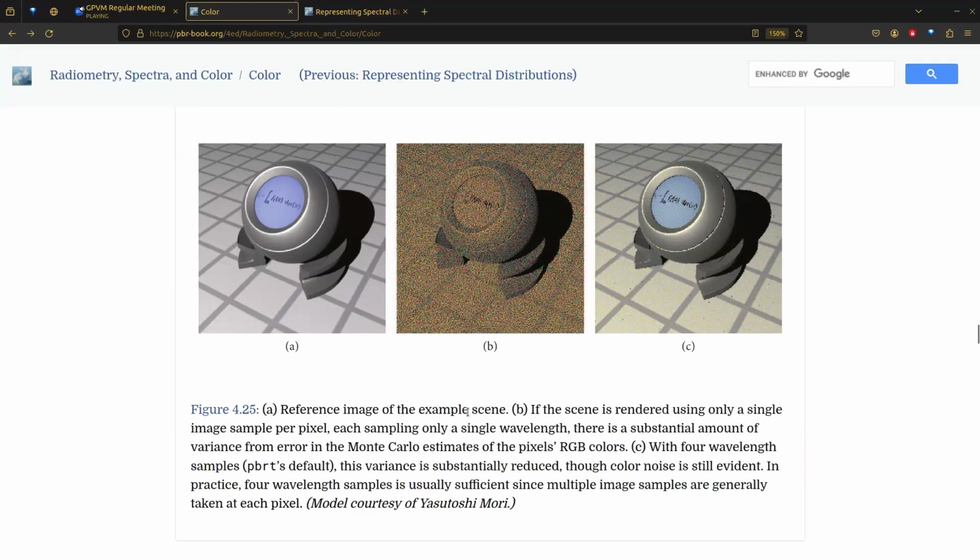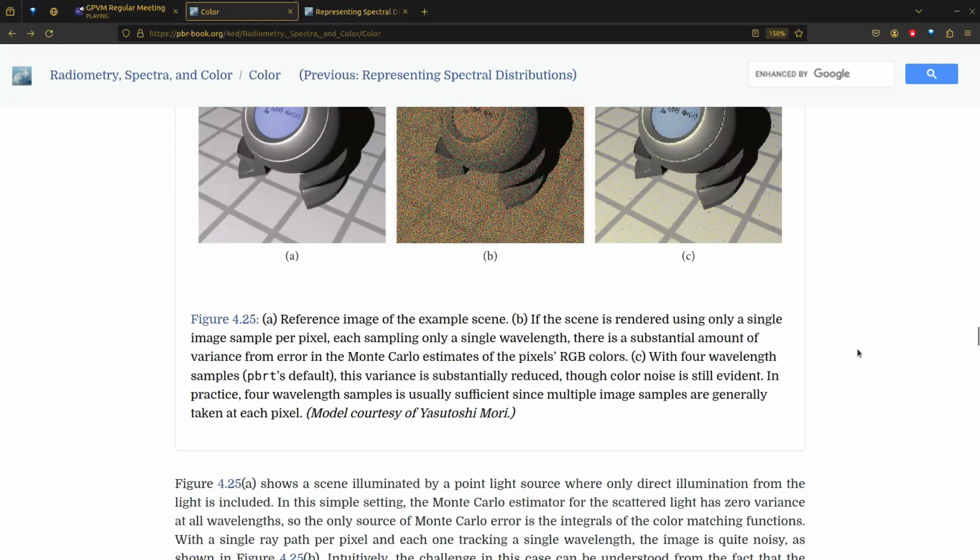So A is the reference, B is a single image sample per pixel, each sample only looking at a single wavelength. There's a substantial amount of variance from error in the Monte Carlo estimates of the pixels' RGB colors. With 4 wavelength samples, variance is substantially reduced, but the color noise is still evident.